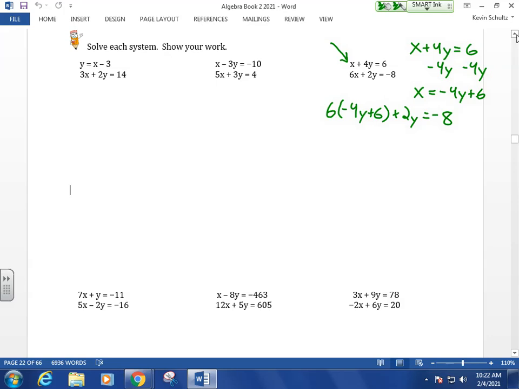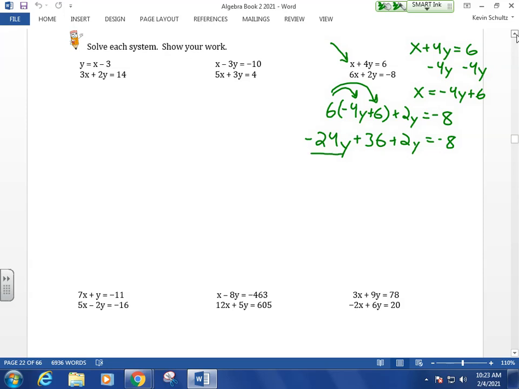Exactly. Okay. In goes the 6. 6 times -4y is -24y. 6 times positive 6 is 36. And then we have our plus 2y equals -8. Next step. Yes, combine those like terms.